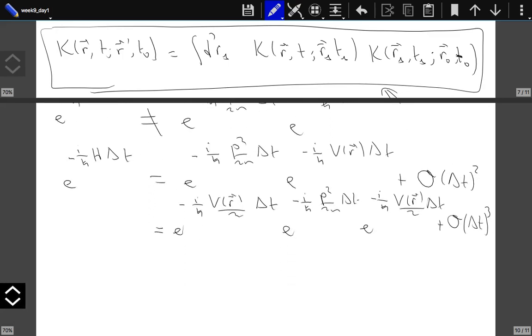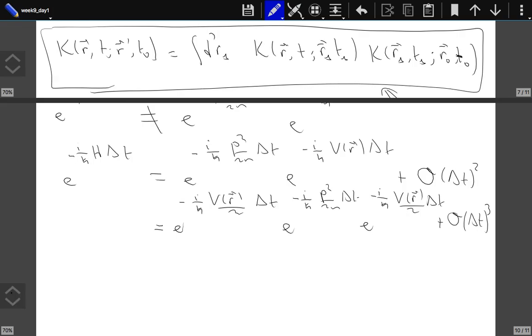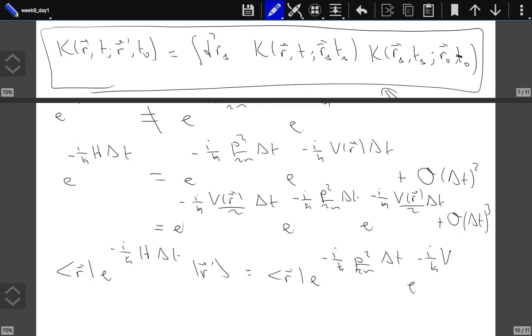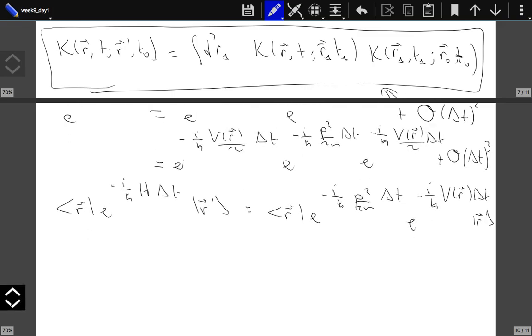Now, within this first approximation, r e to the power minus i over h bar H delta t. This is equal to r e to the power minus i over h bar p squared over 2m delta t, e to the power minus i over h bar V of r delta t times r prime. Again, keeping in mind that there are corrections proportional to delta t squared. This is equal to, well, I can insert momentum eigenkets right over here.